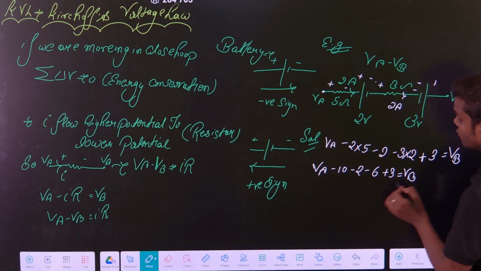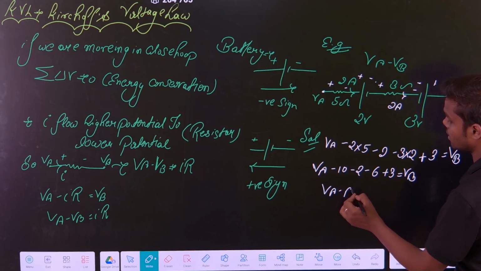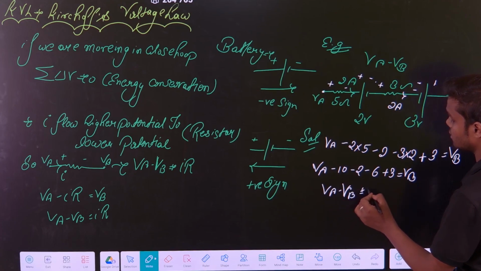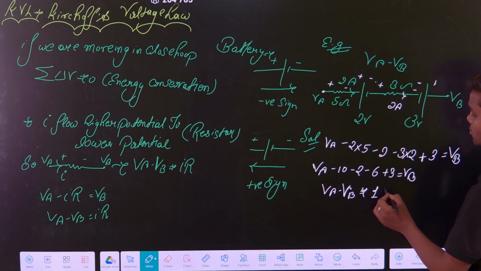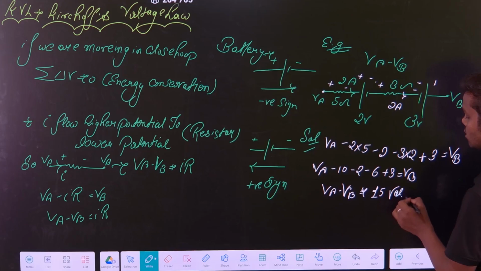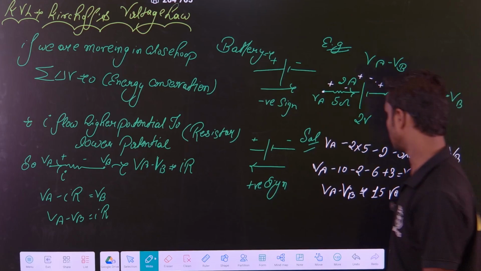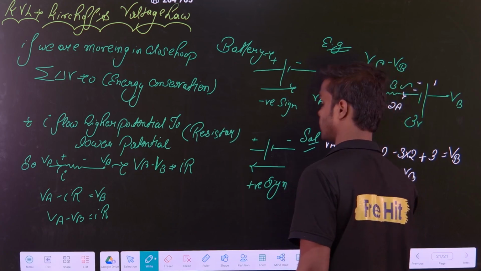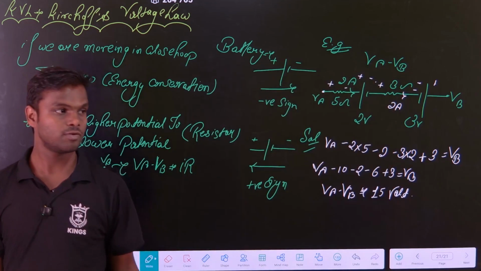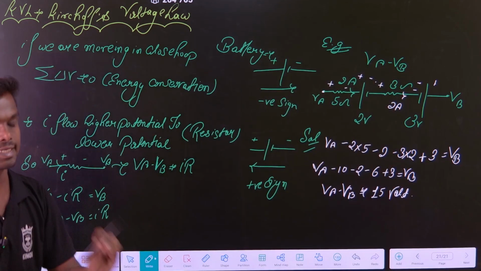So what is my VA minus VB? VA minus VB will be, that is how much? 12 minus 6, 12 and minus 3, 12 minus 3 is plus 15, correct? 12, 12, 6, 18, 18, 3, 15 volt. So have you got the point how you have to write the KVL?